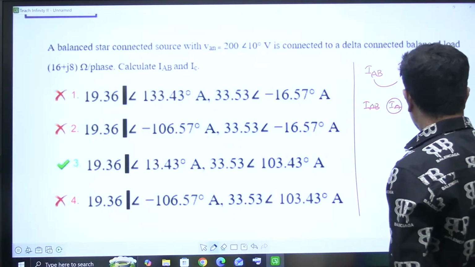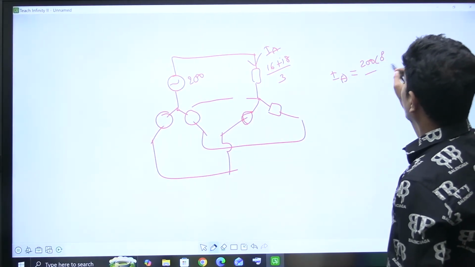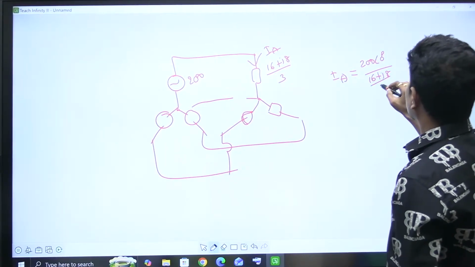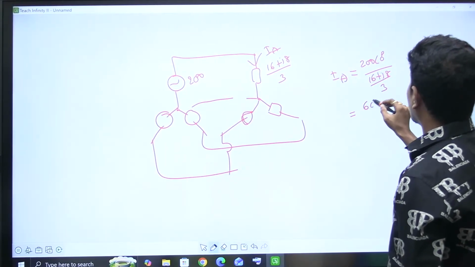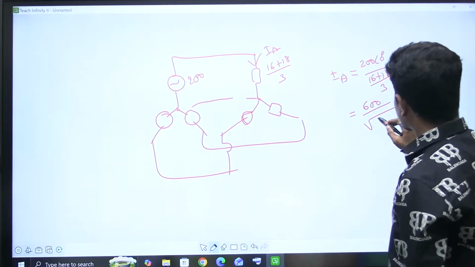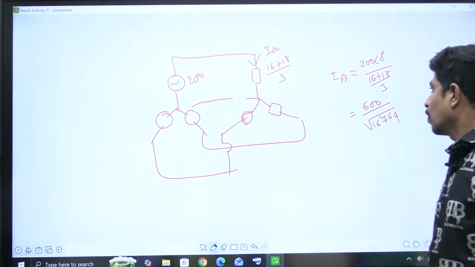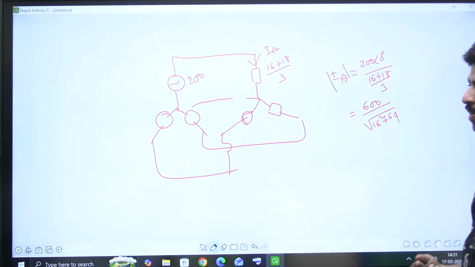He is asking IA, IB and IC. IA is equal to 200 at an angle of 0 divided by (16 plus J8) by 3. So that is 600 by the root of 16 square plus 8 square. I want the magnitude. The magnitude of IA, IB and IC must be equal.